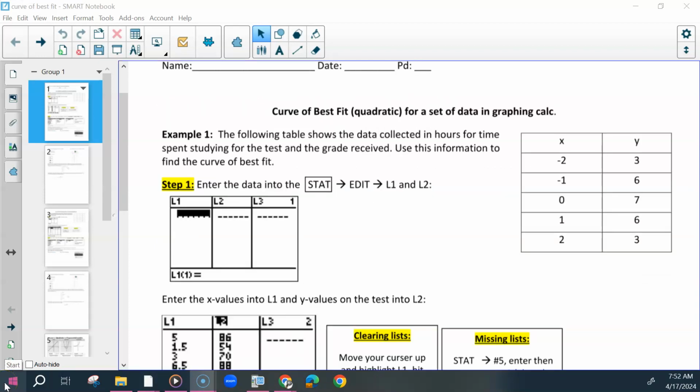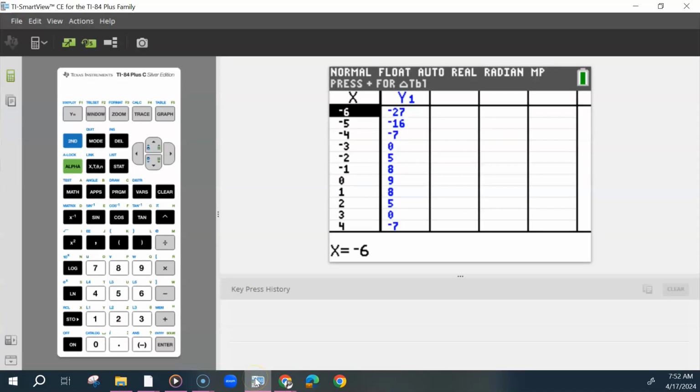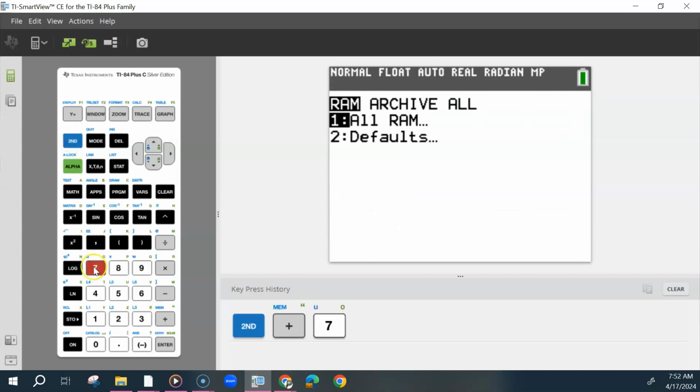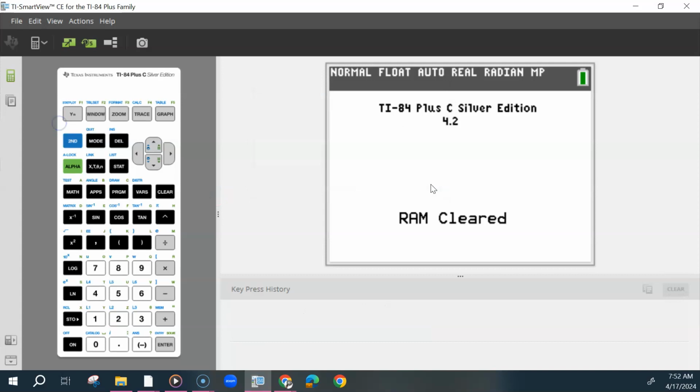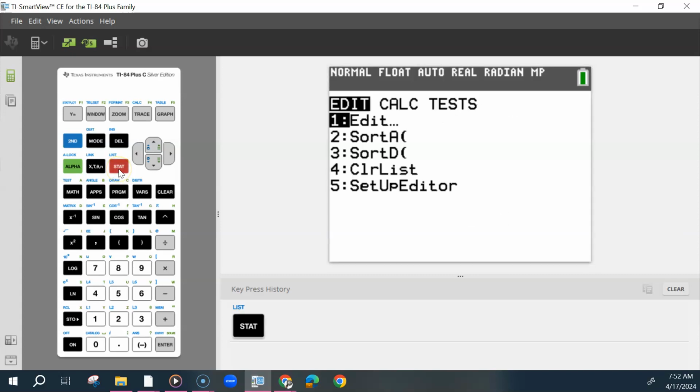But using this data, what's on the front of your paper, go into stat. Actually, reset your calculator first. Let's do that first. Second plus 7, 1, 2. Reset your calculator. Alright, so go into stat.